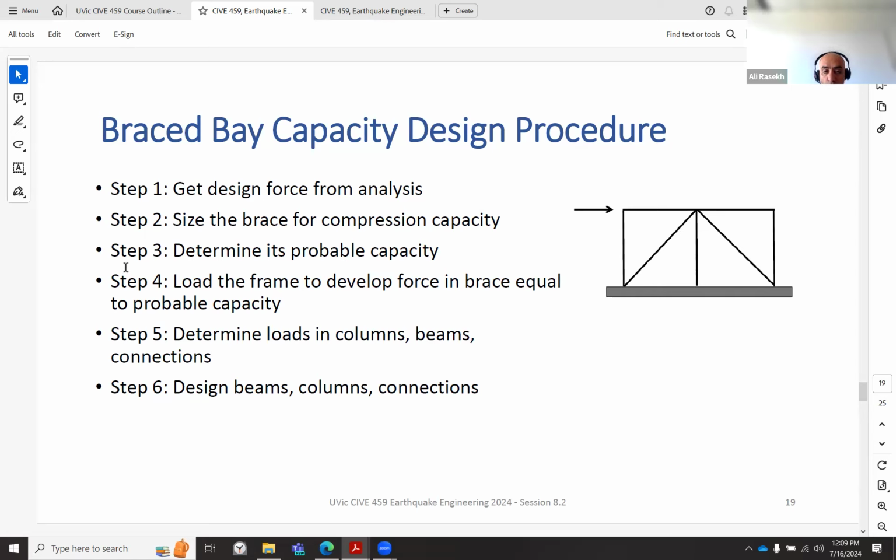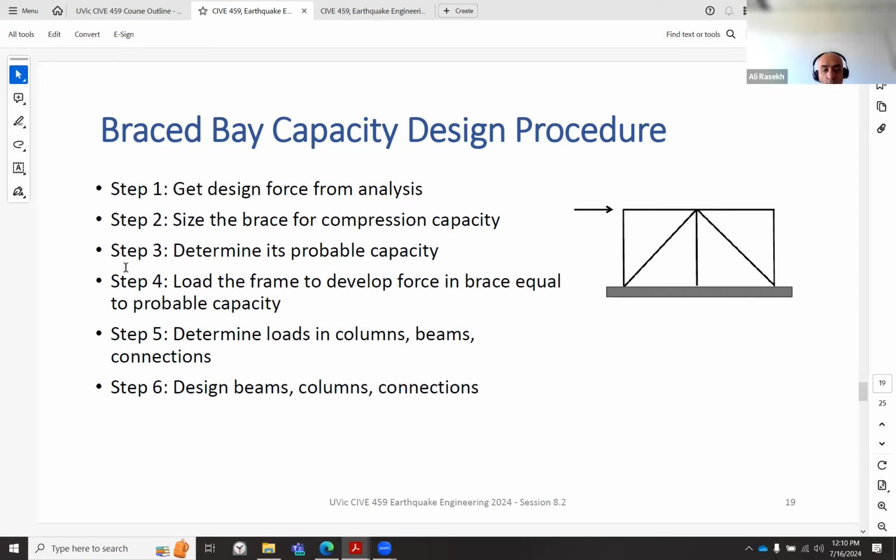Remember that you have used the reduced steel capacity for your typical conventional steel design. Now you use the increased steel capacity to determine the probable capacity. It was at least 10% more than the yield capacity of a steel that should be used for the probable capacity of the member.